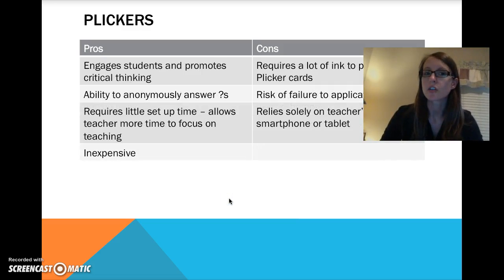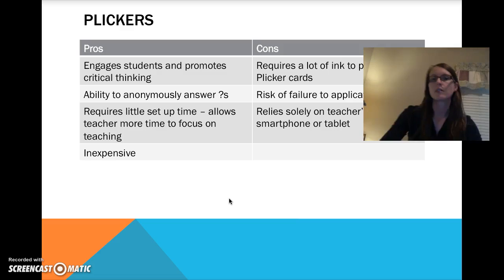Now, the third one is Plickers. This also is a classroom response system, but it also engages students and promotes critical thinking. They're able to answer questions anonymously. Those who are afraid to raise their hand can answer these questions without anyone knowing that they got the wrong answer. Because it's very embarrassing to raise your hand and answer the question incorrectly, and you have many people looking at you, and it's embarrassing.